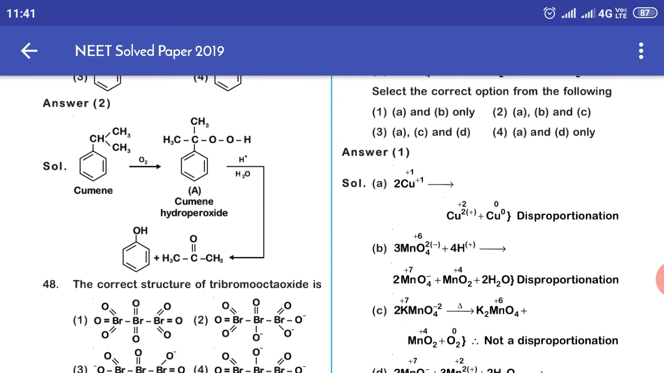Second, manganese has plus 6. In the product side, manganese has plus 7, and another manganese has plus 4. So here also an increase and decrease in oxidation number takes place. So this is also a disproportionation reaction.